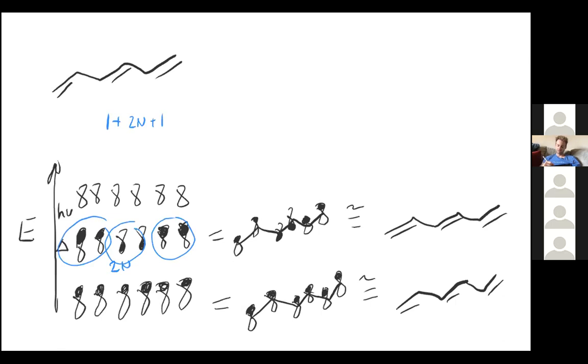So if I look at this here, we have 1 by itself. Now I'm just going to do pairs of 2 until I hit the end. I can do a pair of 2 here, a pair of 2 here, and now there's only 1 left, so it's going to be a single electron by itself. So 1 by itself, a pair of 2, a pair of 2, and we're left with 1 by itself.